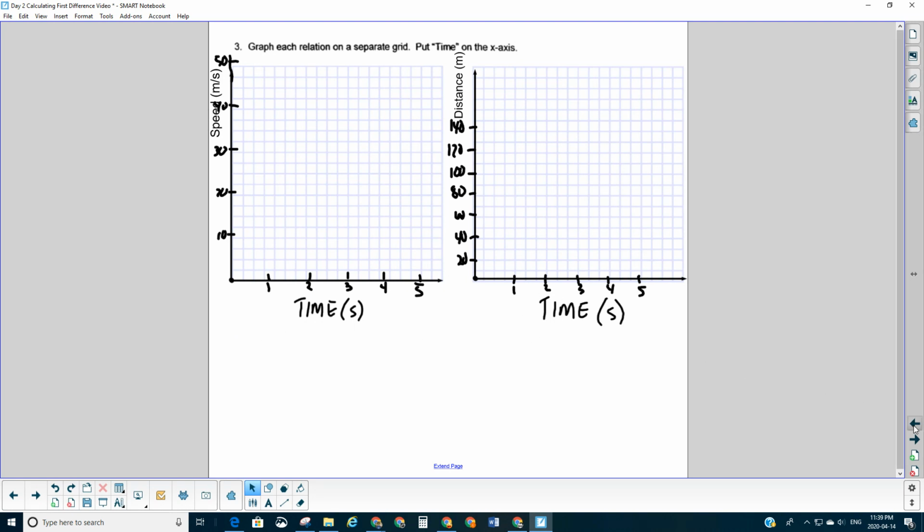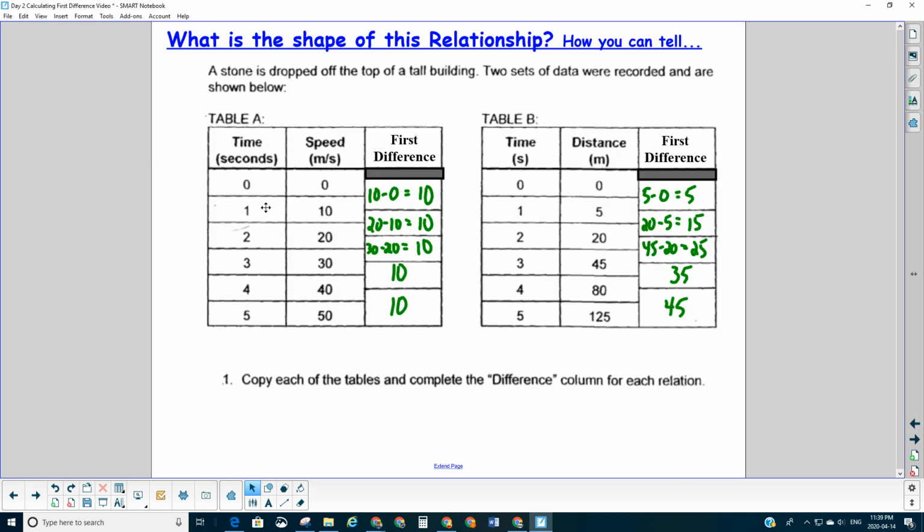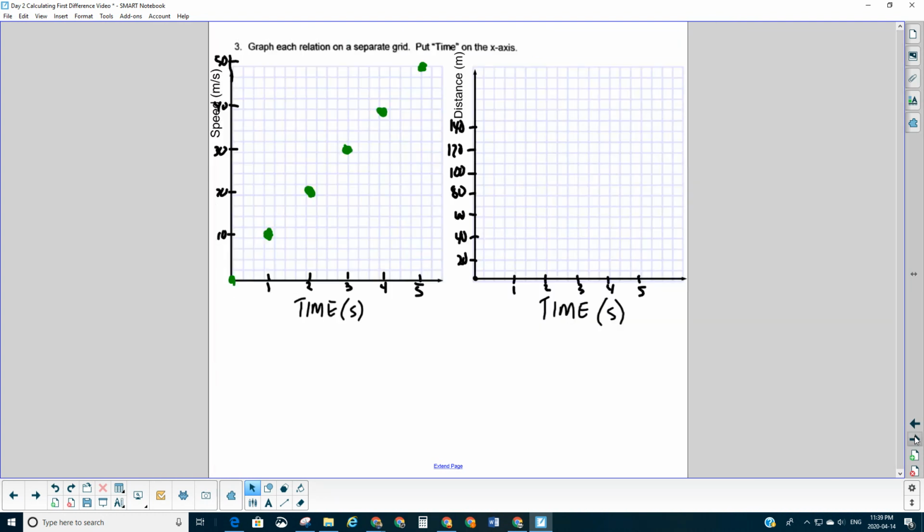So if I go back to our data set and I take all these points, 0, 0, 1, 110, 220, and so forth, and graph it, we're going to get this. And if I go back and do the same thing for the distance one and plot all the points there, it ends up looking like this. So very different relationships. Now you remember yesterday you were asked to draw a line of best fit.